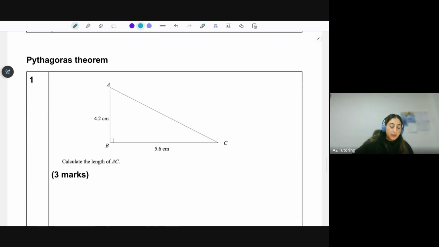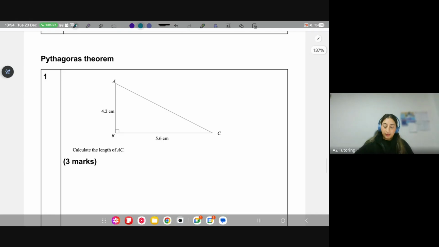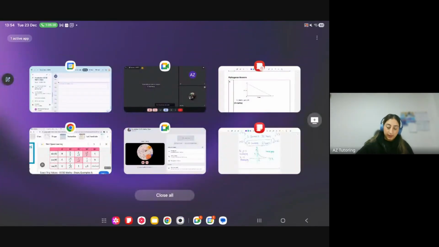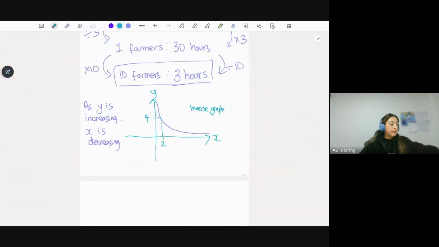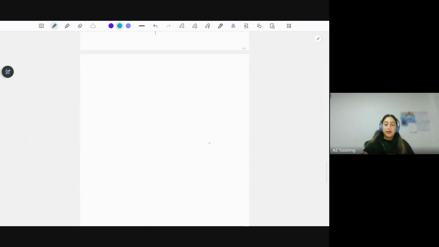So now we're going to be moving on to trigonometry. So the second part, we've got 35 minutes. So trigonometry. A lot of the schools might not have taught you trigonometry yet, because it is more of a grade 5 topic.